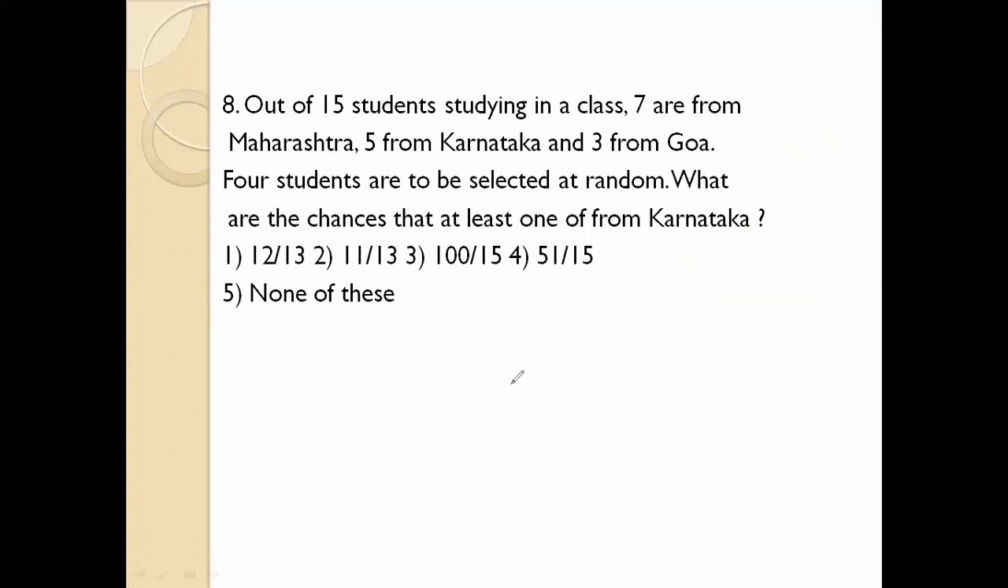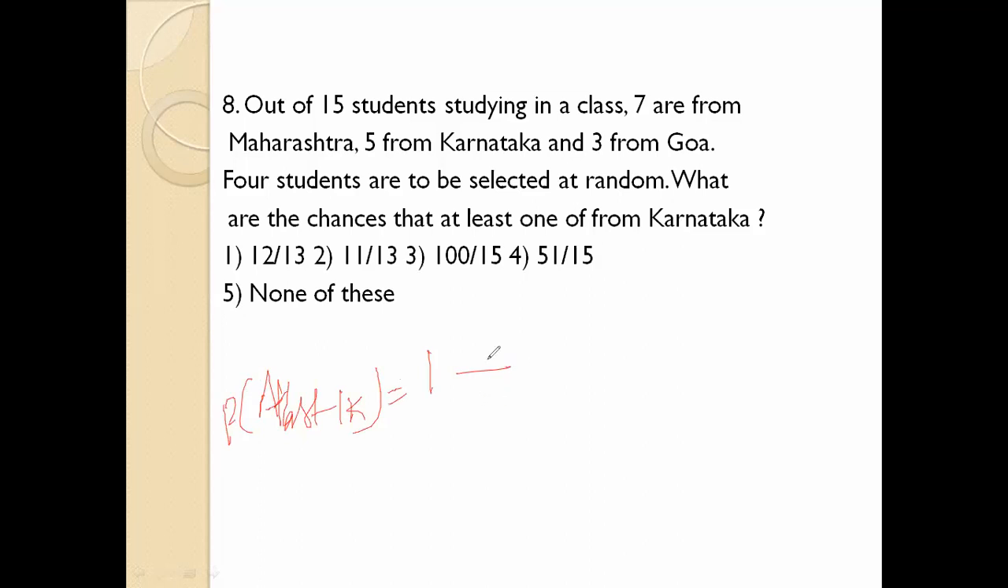Out of 50 students studying in a class, 7 are from Maharashtra, 5 from Karnataka, and 3 from Goa. 4 students are to be selected at random. What are the chances that at least one is from Karnataka? Probability of at least one from Karnataka equals 1 minus no one selected from Karnataka.